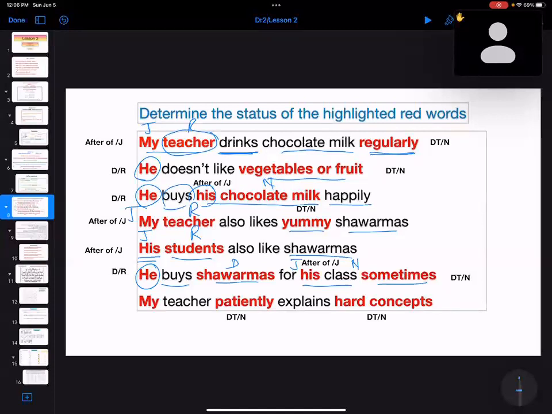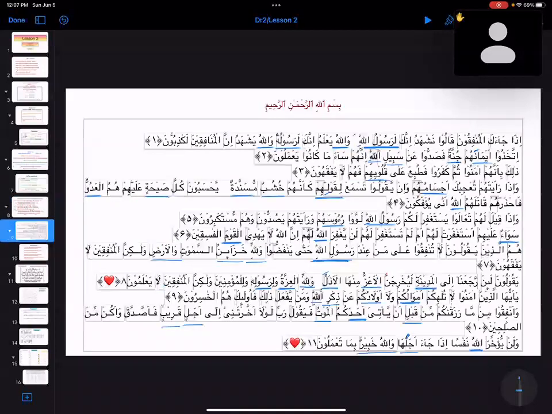My teacher patiently explains hard concepts. So again, teacher, what status should the teacher be? Rafa. Mine is jar. Patiently is detail, nasab. Explain is basically the action. And hard concept, hard again, nasab, detail. Making sense? Yeah, Alhamdulillah.